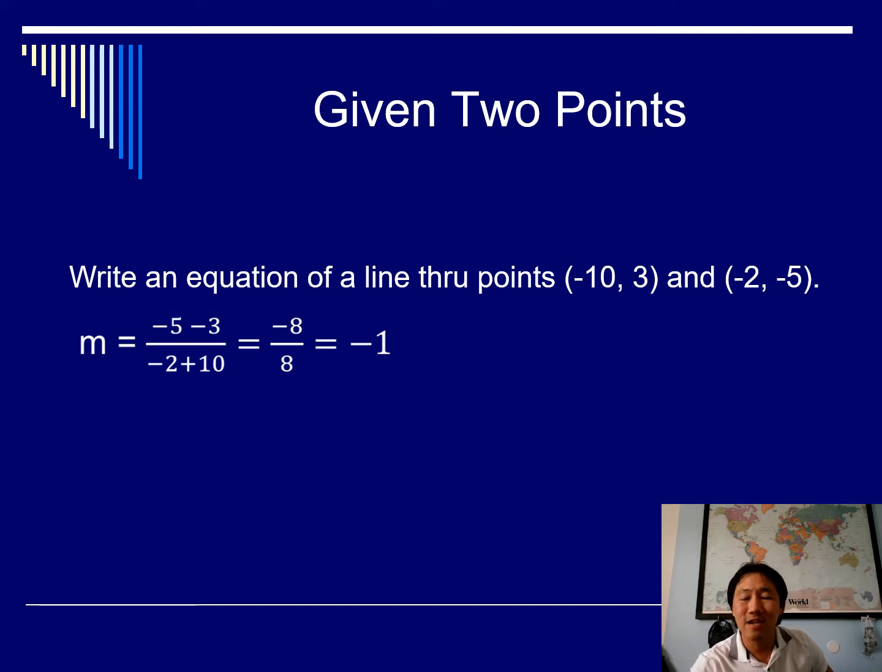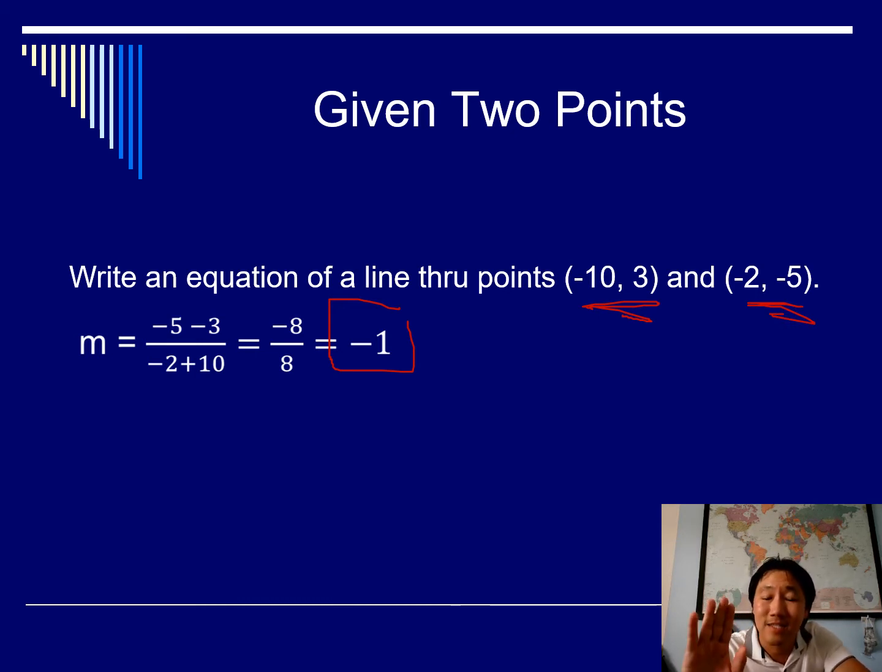Plugging everything in. Again, it doesn't matter what you use as the first point and what you use as the second point. As long as you stay consistent, you should get the same answer in the end, which in this case, the slope is -1. Once we get the slope, we can put it in point slope form. So the question is, which point do you use? This one or this one? Guess what? It doesn't matter. Pick one and then stick with that one.